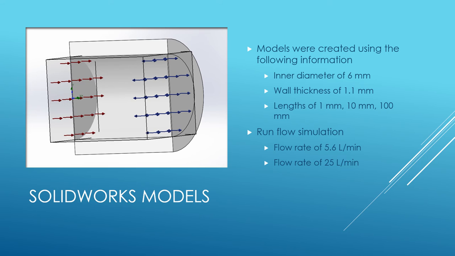The flow simulations had a flow rate of 5.6 liters per minute, which was found to be the average blood flow rate of an adult human male. And there was a second set of simulations that were run at a rate of 25 liters per minute, just to extend to the worst case scenario possible for these models.